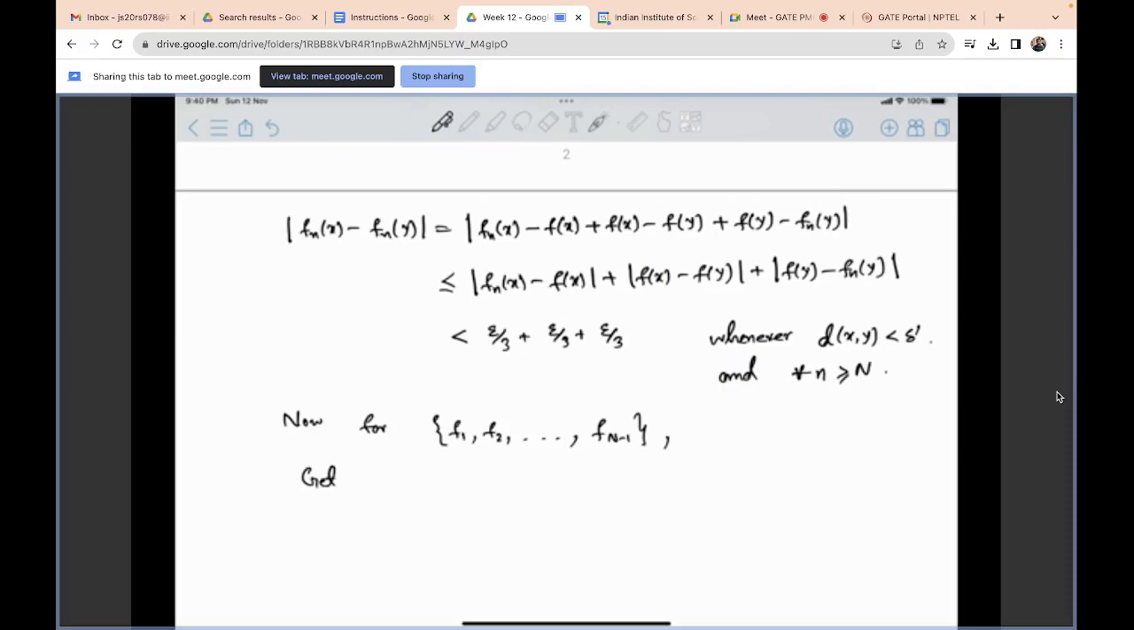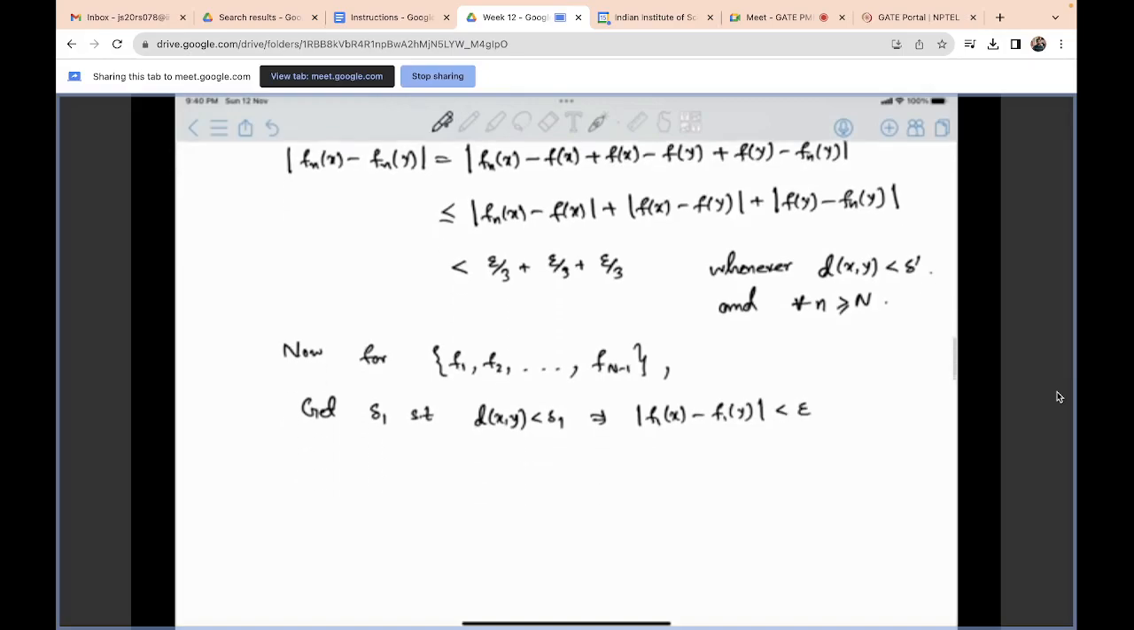So what you will get is some... because f1, you need f1x minus f1y to be less than epsilon. Because they are continuous, you get some delta 1 such that whenever d(x,y) is less than delta 1, you will get |f1x minus f1y| less than epsilon, right?